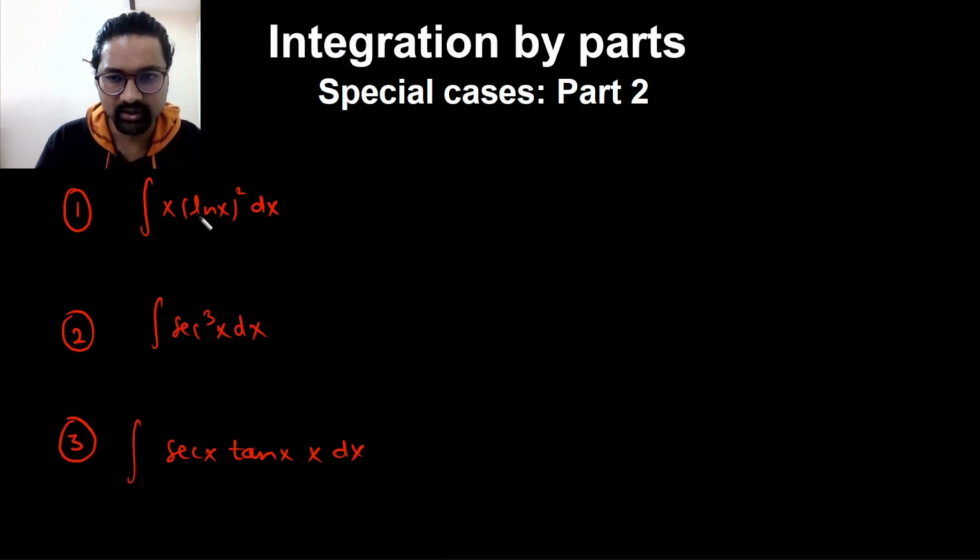So again, we are going to be covering three special cases as you can see on the screen. The first one is x (ln x)² dx, then sec³x dx, and sec x tan x dx. These three are special cases which are to be solved using integration by parts. So let's start with our first question.